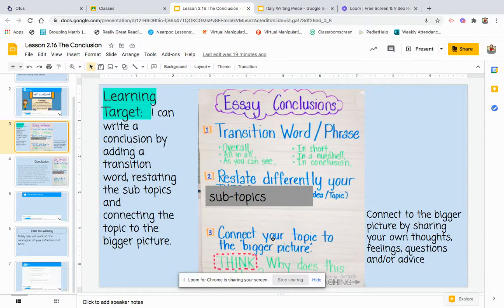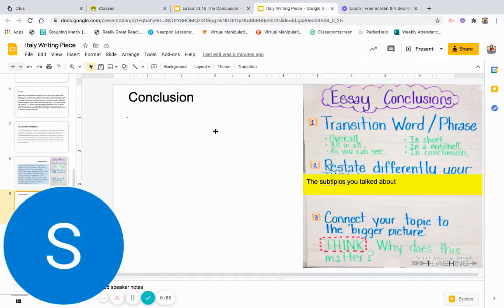And then the third thing I'm going to do in my conclusion is connect my topic to the bigger picture. I'm going to let my reader know why this subject matters. Why is learning about my country, why should it matter to them? And I can do that by sharing my own thoughts, my feelings, questions, or advice to the reader. And I'm going to do a few things there. So I want you to watch me as I do this.